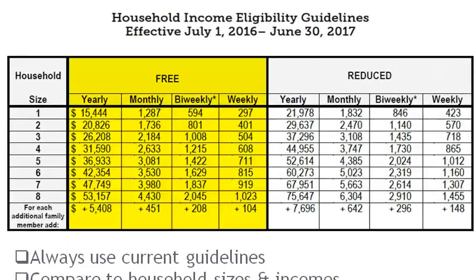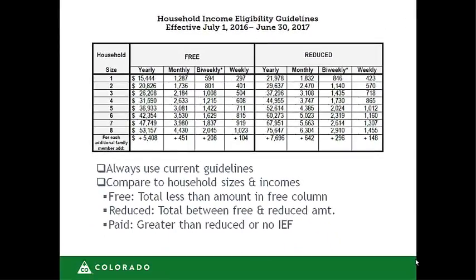To be claimed as free, the total income amount needs to be less than or equal to the amount in the free column. To be claimed as reduced, the total income must be greater than the amount in the free column and less than or equal to the amount in the reduced column. And to be claimed as paid, the total income amount is greater than reduced, incomplete, or there is no IEF.